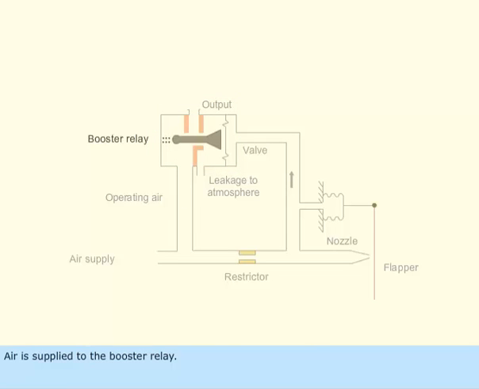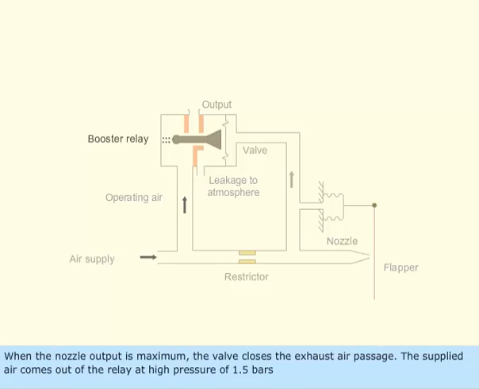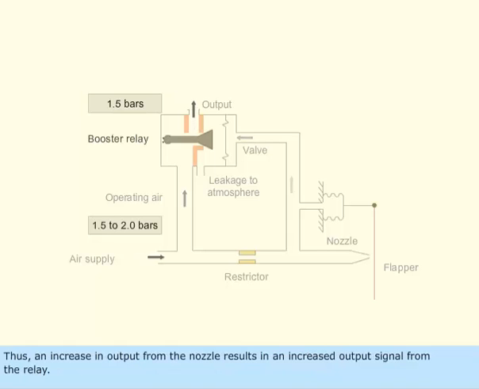Air is supplied to the booster relay. When there is no output from the nozzle, the valve spindle opens the exhaust air passage and most of the air supplied leaks off. When the nozzle output is maximum, the valve closes the exhaust air passage. The supplied air comes out of the relay at high pressure of 1.5 bars. Thus, an increase in output from the nozzle results in an increased output signal from the relay.